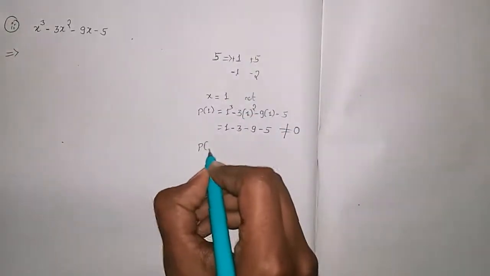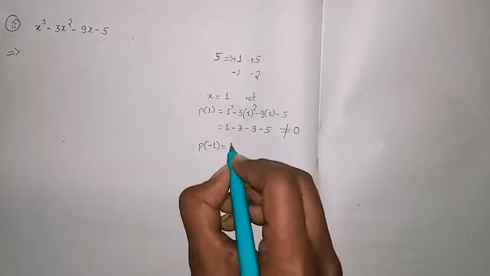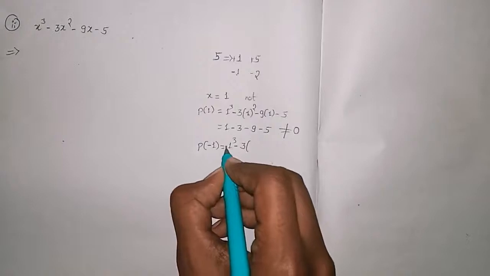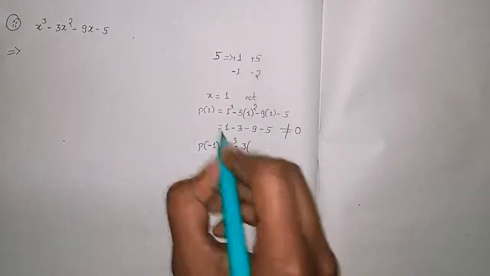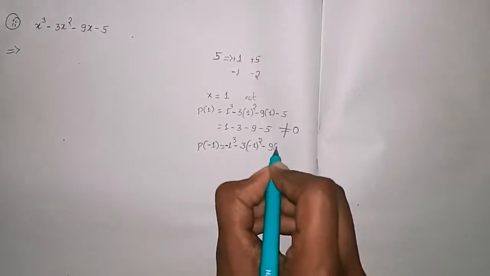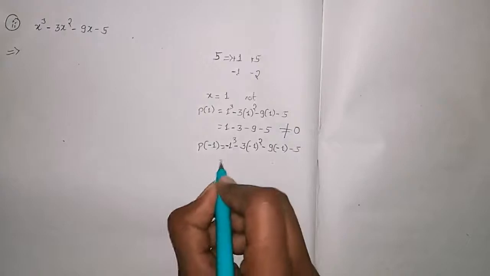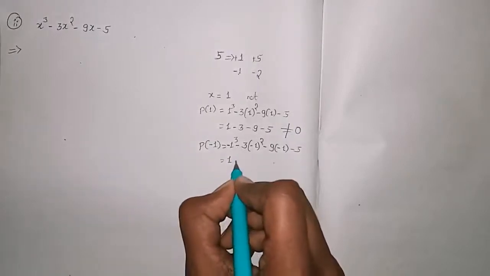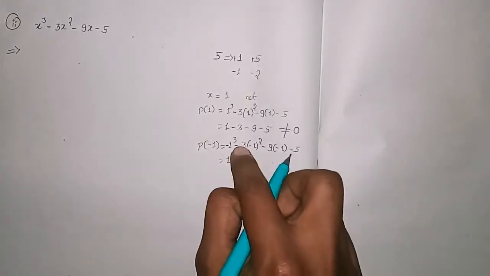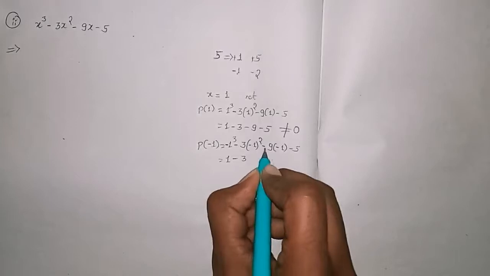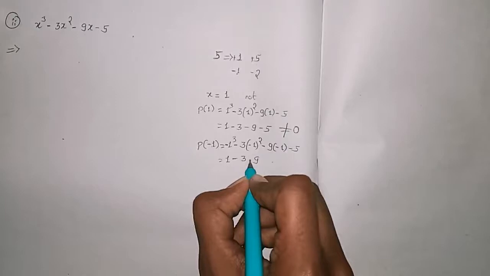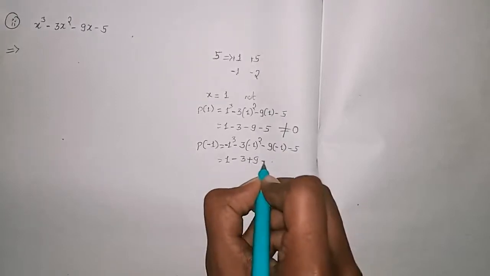So p of minus 1 is equal to minus 1 cube, sorry, minus 1 cube, we have considered minus 1, minus 3 into the bracket minus 1 square, minus 9 into the bracket minus 1, minus 5. So minus 1 cube is minus 1, minus 3 into minus 1 square, which will be positive 1, so it is minus 3. 9 into 1 is 9, minus into minus is plus, minus 5.